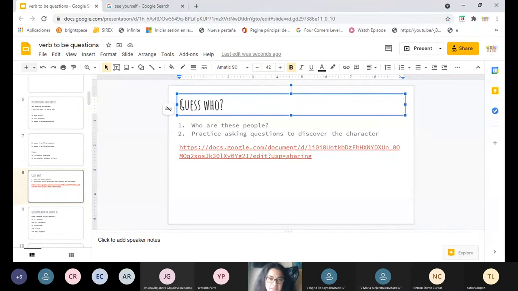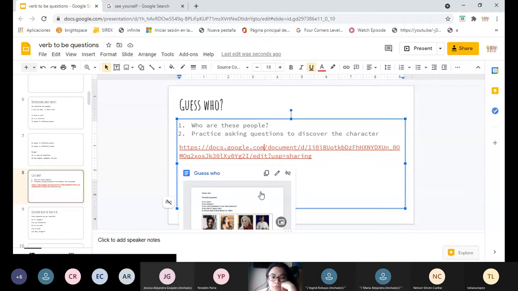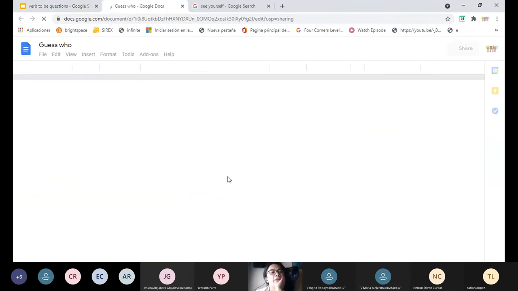This works like in Spanish. Esta UE funciona como en español cuando decimos guerra. Sí, cada vez que ponemos la G y la U juntas va a sonar G, right? Guess. So guess who? In this activity, guys, what's the idea? We're going to have some pictures of people, and the idea is to practice asking questions to discover the character. Okay, so let's see the activity deeply.